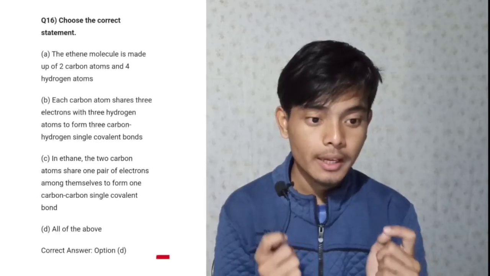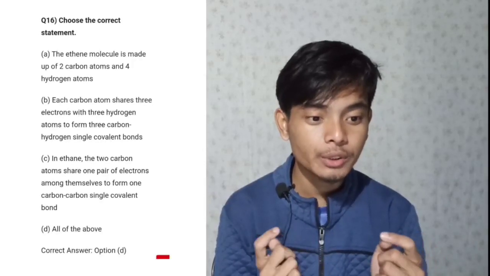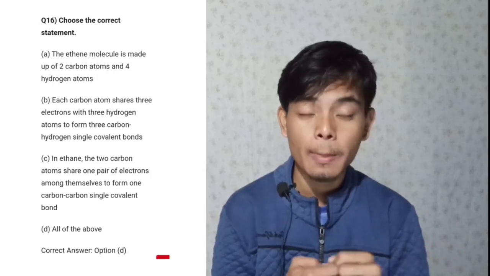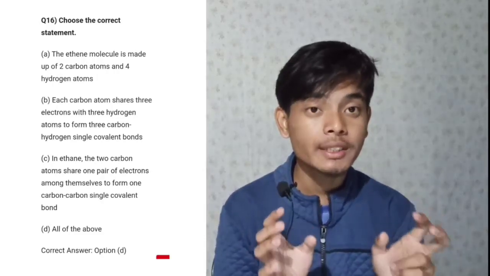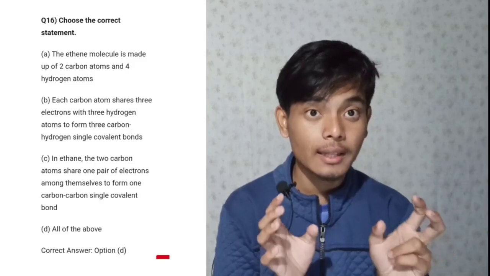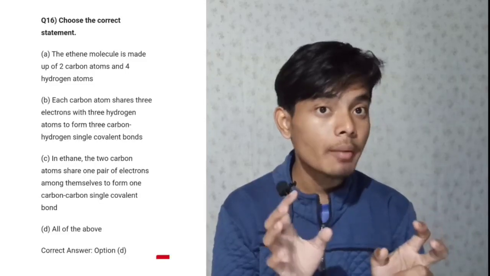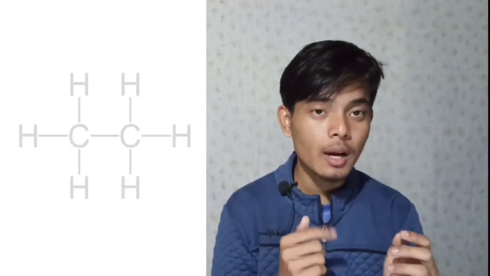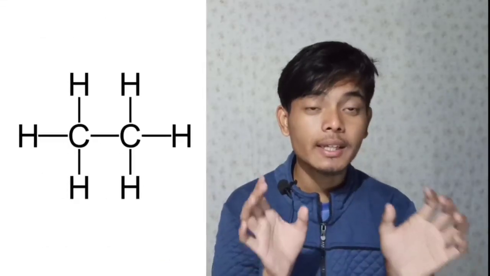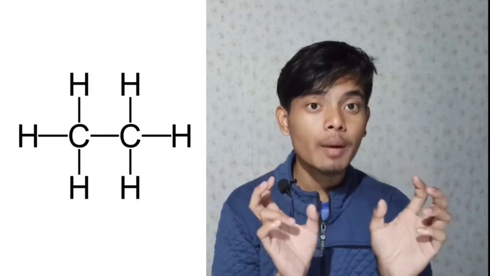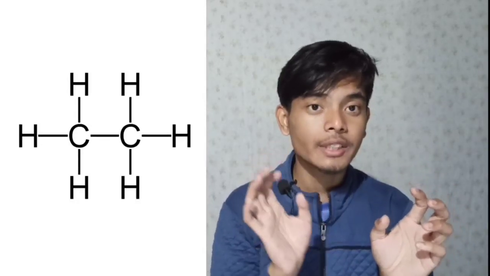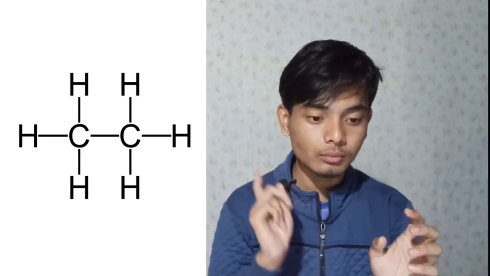Second, each carbon atom shares 3 electrons with 3 hydrogen atoms to form 3 carbon-hydrogen single covalent bonds. So in a single bonded structure, we call it an alkane, where carbon has the maximum number of hydrogen atoms. The example I have given on the screen is the ethane structure, where two carbons are single bonded and 3 hydrogen atoms are joined to each carbon atom.